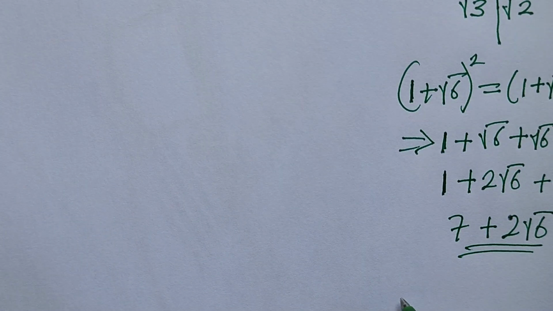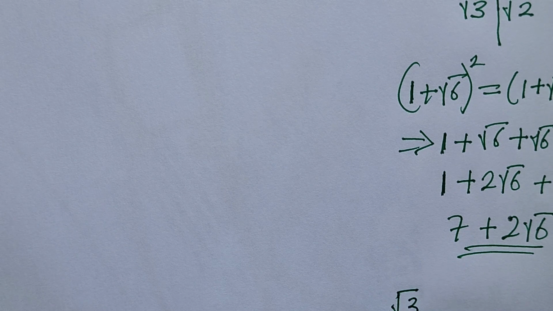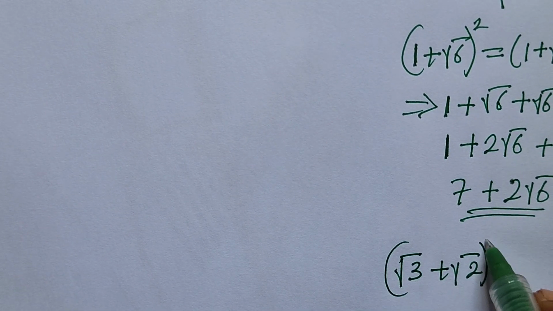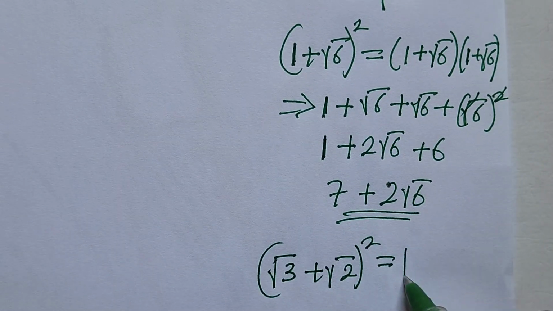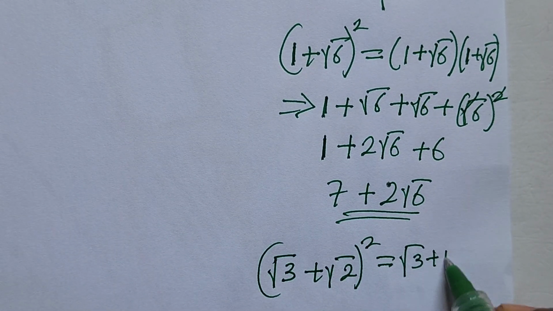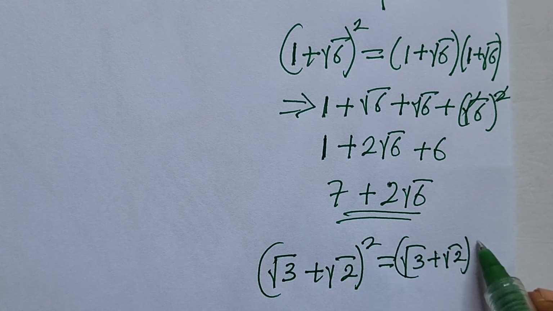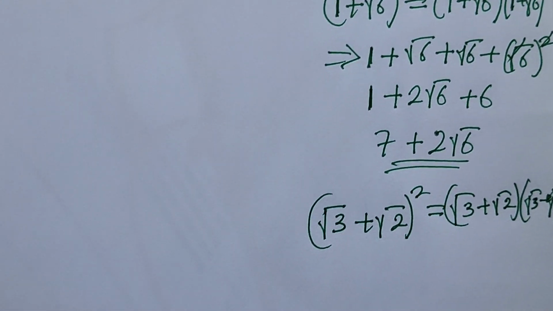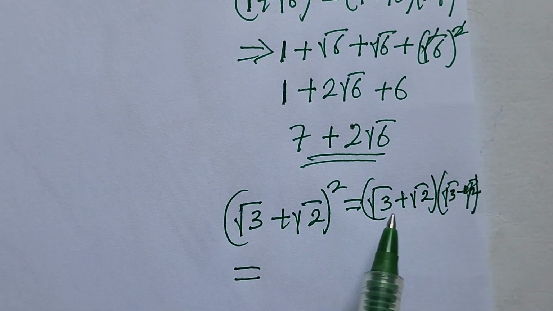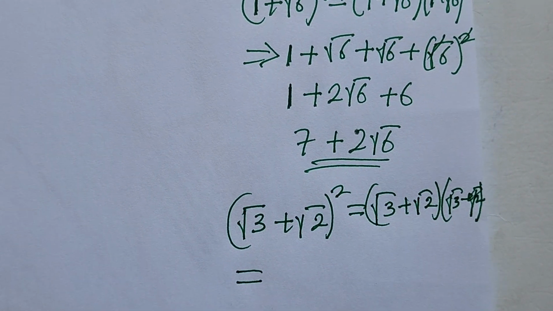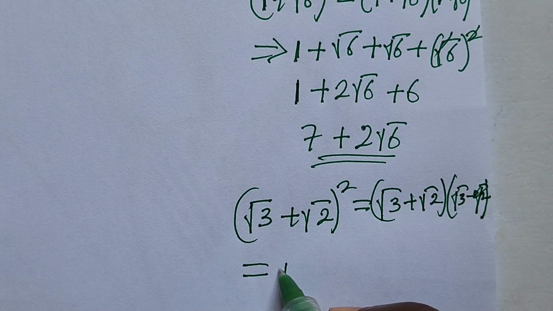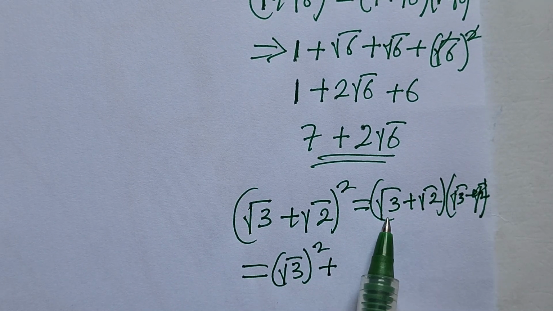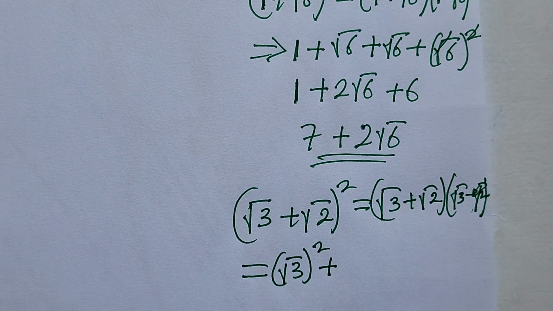So let's consider the square root of 3 plus the square root of 2, all to the power of 2. And so this will give us the square root of 3 plus the square root of 2, multiplied by the square root of 3 plus the square root of 2. I just have to conserve space here. So this is going to give us what? Square root of 3 times square root of 3. Automatically, this is going to give us the square root of 3 all to the power of 2, plus the square root of 3 times the square root of 2.